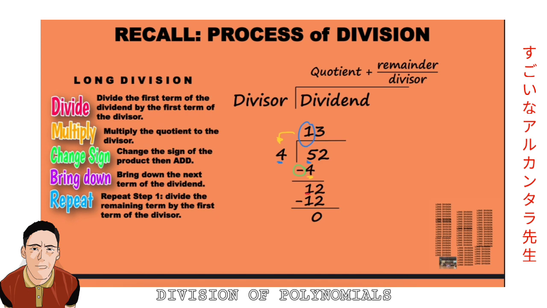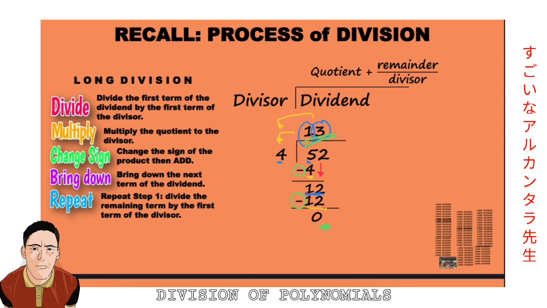Now with this 1 right here, you cannot divide that by 4, so we bring down the 2. It will now become 12. And then we repeat the entire process. What is 12 divided by 4? You will get 3. 3 times 4, you will get 12. And then we change the sign of positive 12 to negative 12. Hence, 12 minus 12, you get 0. There is no remainder. That's why the quotient is just 13. So this entire process is the concept of long division.